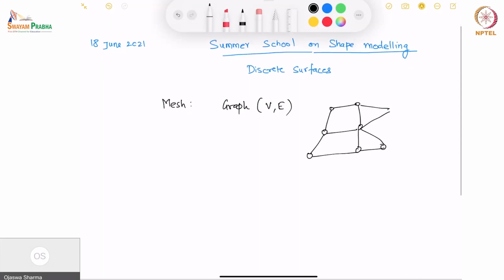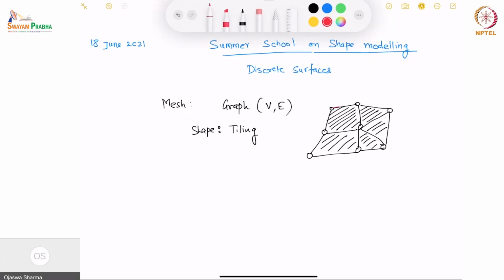Because when I want to represent a shape, I need a tiling, right? So this is a tiling. What do I mean by a tiling? That the space is covered. That's one tile, and adjacent to it is another tile, then another tile, another tile, and another tile. And let's say my shape was the one I'm drawing in red here.